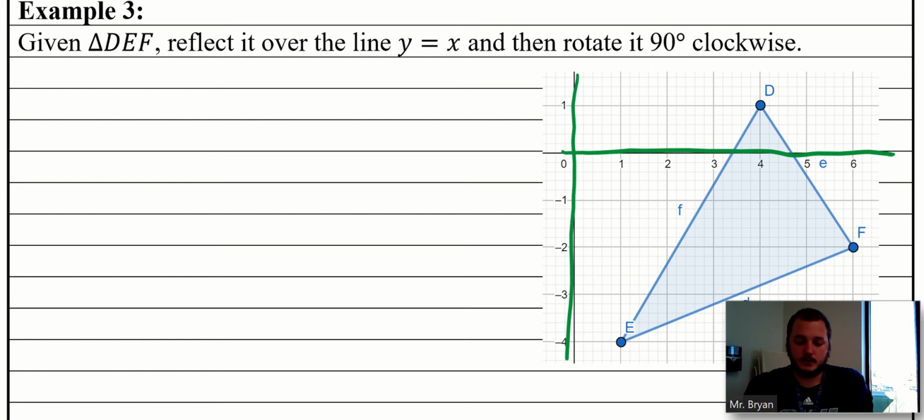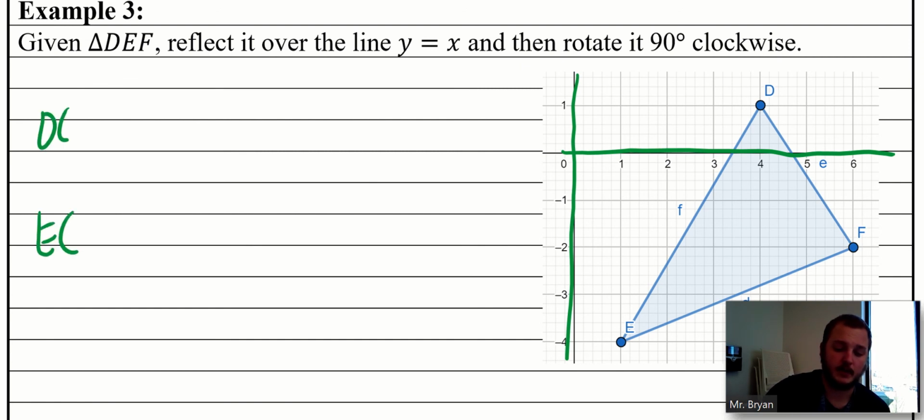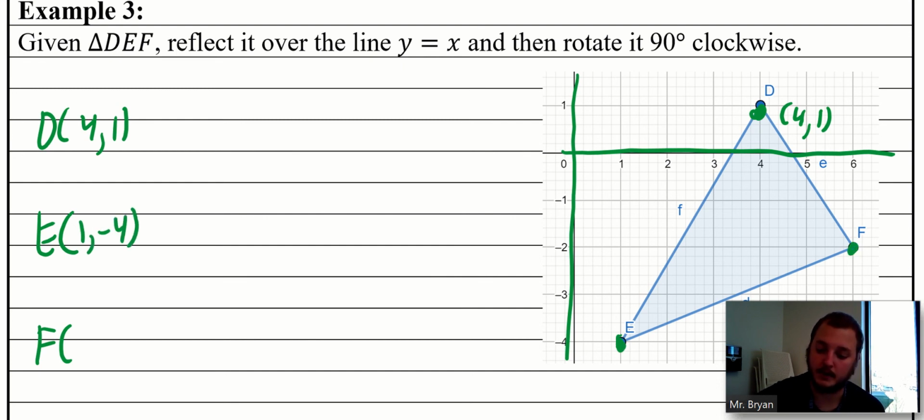First thing it asked me to do is reflect over the line y equals x, and then after that we're going to rotate it 90 degrees clockwise. So I'm going to plot my points and write down where my coordinates are at right now. We see that D is at the point 4, 1. E is at the point here 1, -4. And then F is at the point 6, -2.